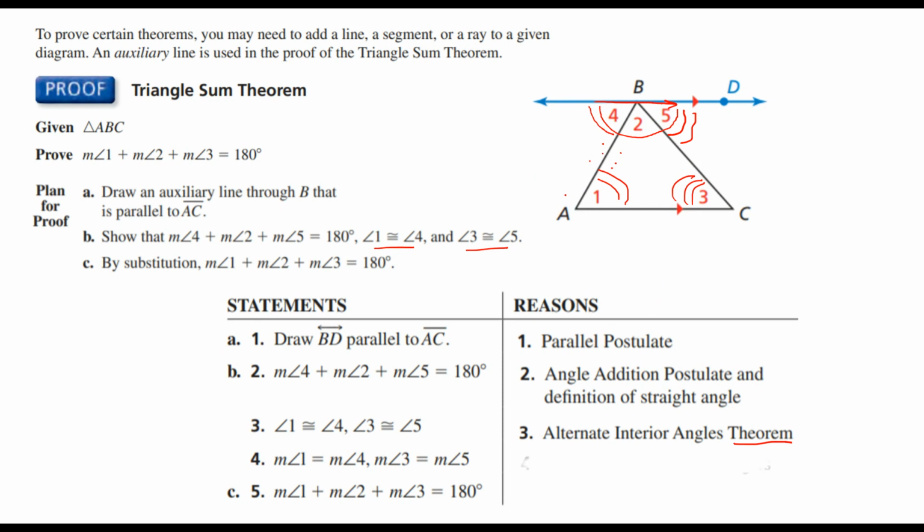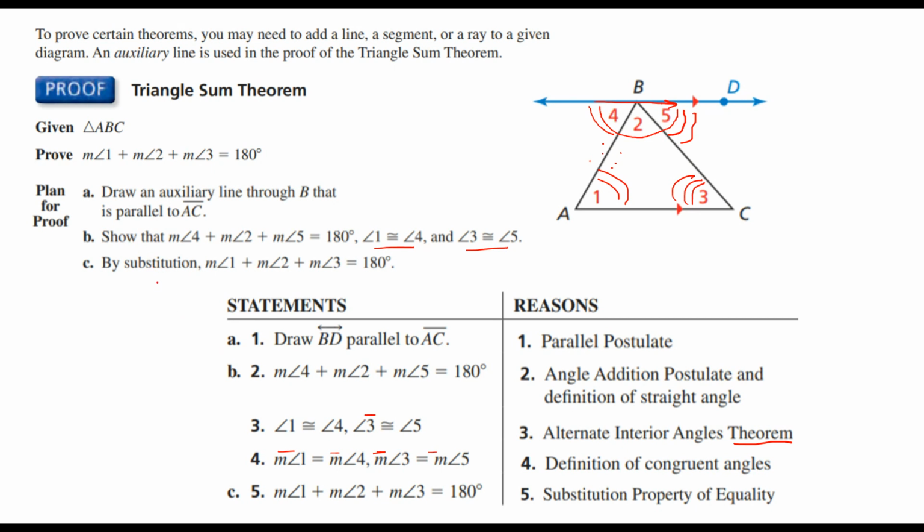So now we can use substitution, and the definition of congruent angles. This is sort of that in-between step, just saying that if they're congruent, then the measurements are equal. So now we can talk about actual measurements, and we add up those measurements with substitution.